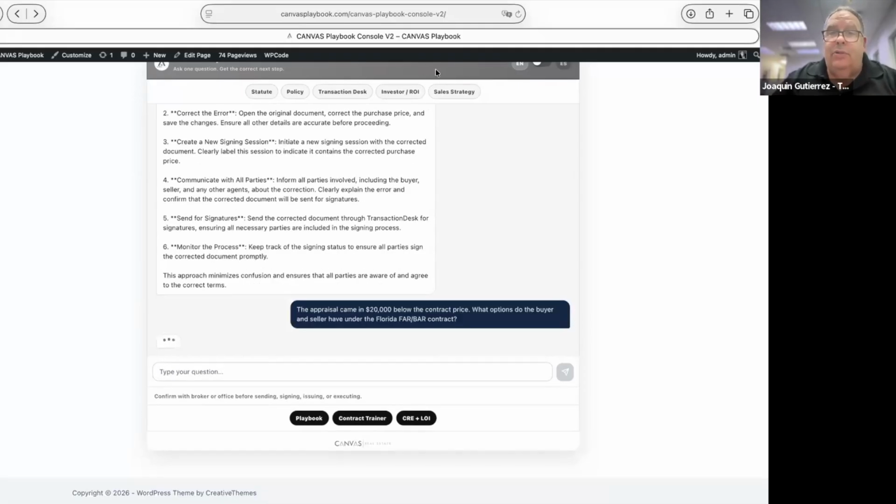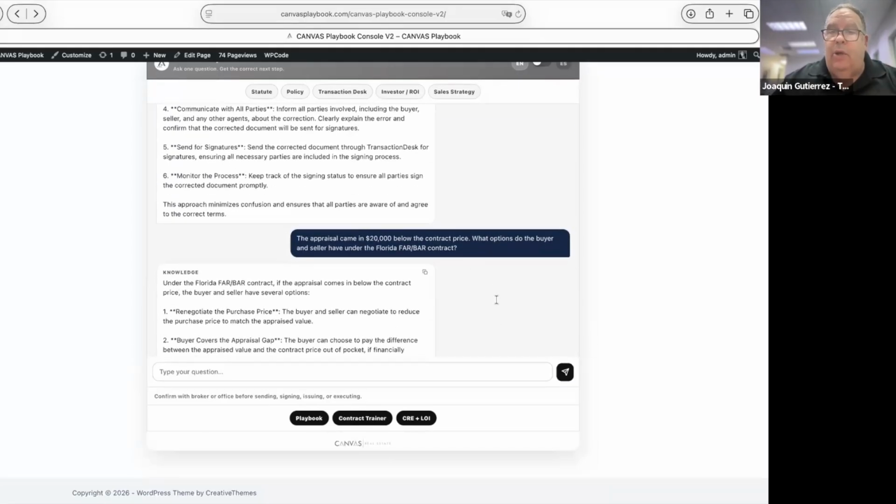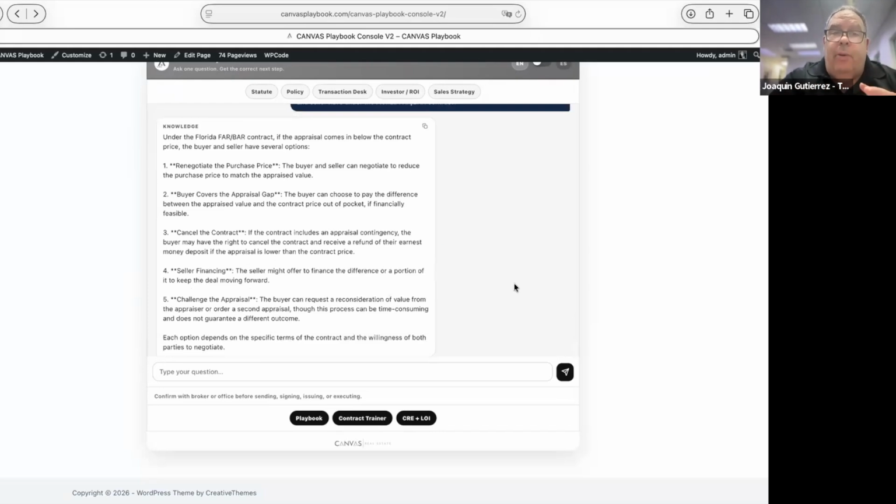The appraisal came in $20,000 below the contract price. What options do the buyer and seller have under the Florida FAR BAR contracts? Let's go, right? Under the Florida FAR BAR contract, if the appraisal comes in below the contract price, the buyer and seller have several options.